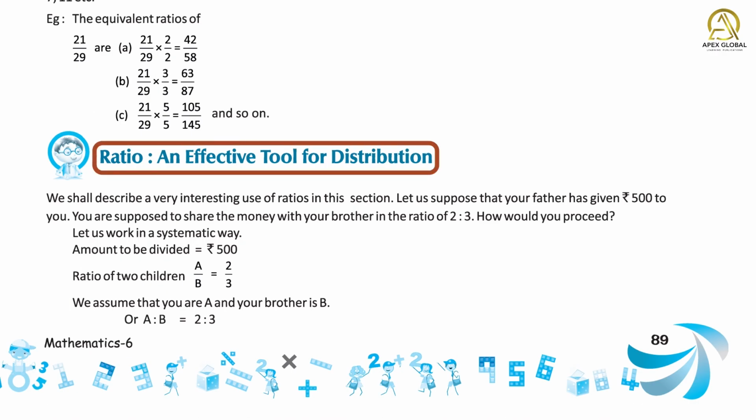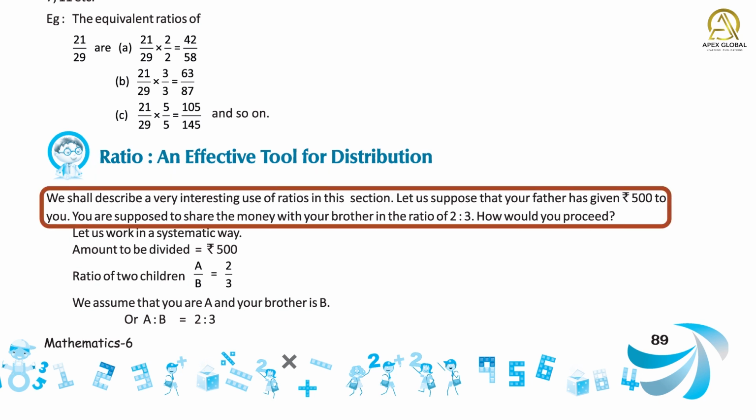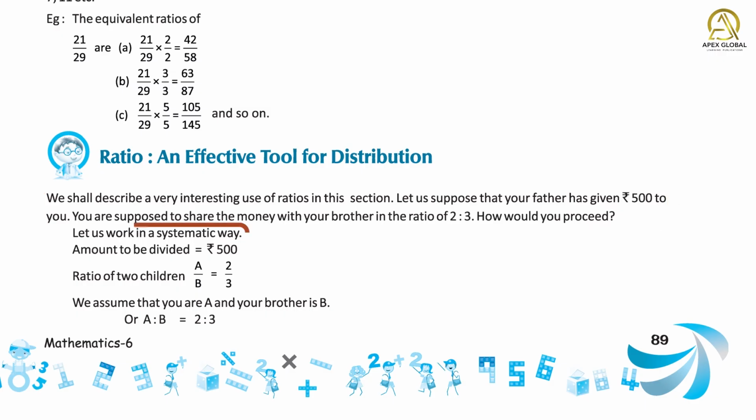Ratio, an effective tool for distribution. We shall describe a very interesting use of ratios in this section. Let us suppose that your father has given rupees 500 to you. You are supposed to share the money with your brother in the ratio of 2 ratio 3. How would you proceed? Let us work in a systematic way. Amount to be divided equals rupees 500. Ratio of two children A upon B equals 2 upon 3. We assume that you are A and your brother is B, or A ratio B equals 2 ratio 3.